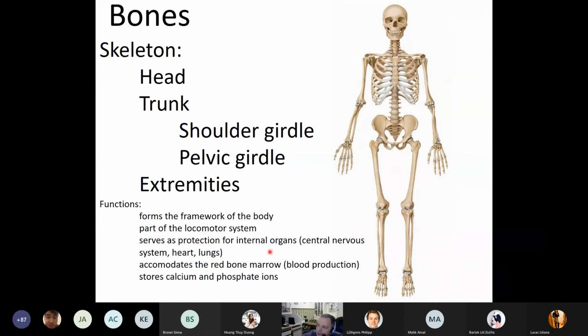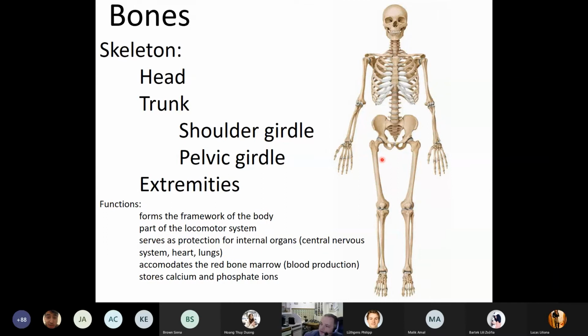Also, it is a strong system of tissues. It may provide protection for the internal organs. There are several quite sensitive organs. The brain is inside the skull, the spinal cord is inside the spine. Also, the thoracic organs, the heart and the lungs, are covered by the skeleton. So this is also something that is essential to provide the protection.